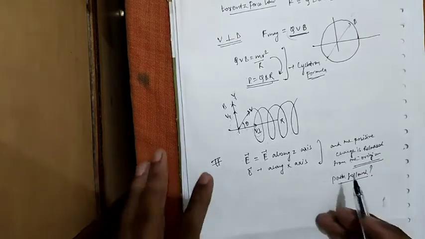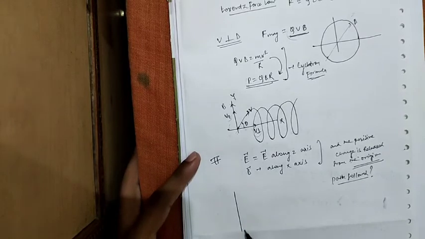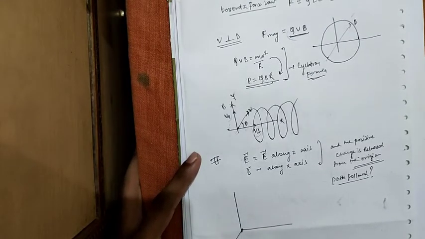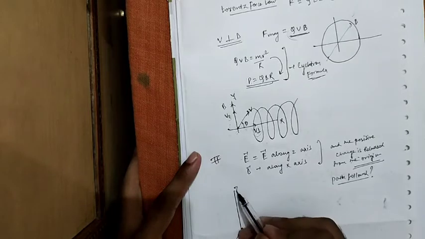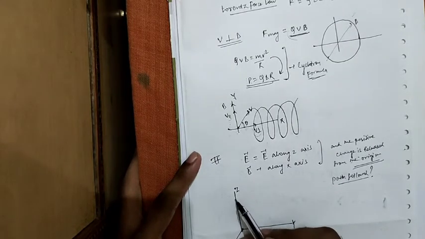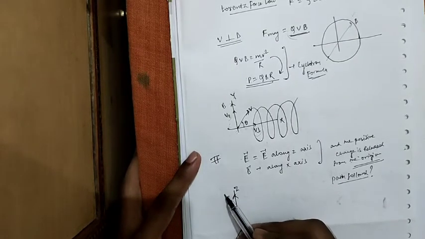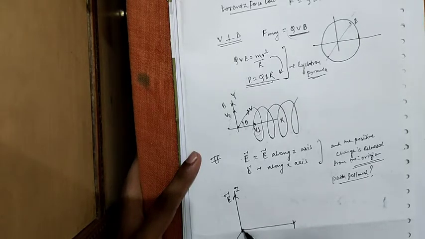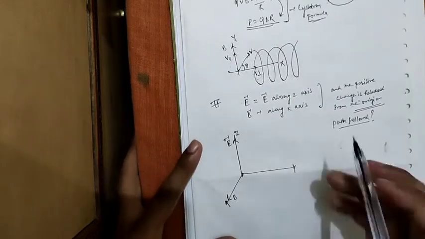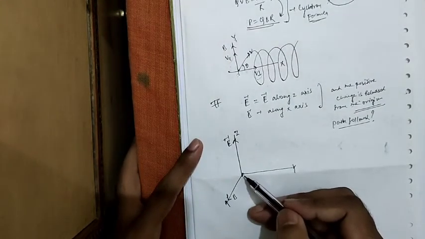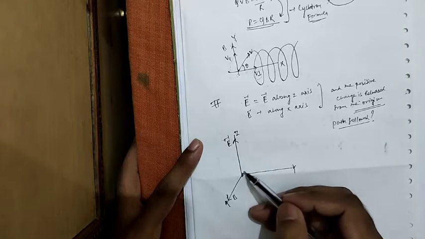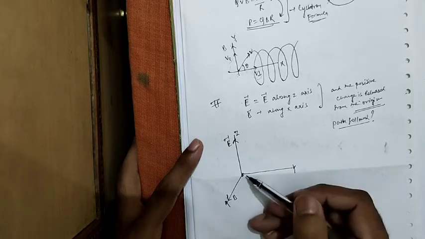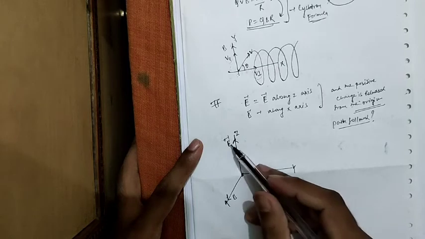So let's draw the diagram for this. Say x, y and z. Our electric field is along the z-axis and the magnetic field is along the x-axis, and the particle is released from the origin. In the initial state, when the particle is at the origin, it will not experience any magnetic force, as the velocity is zero at that point. It will only experience the electric field.